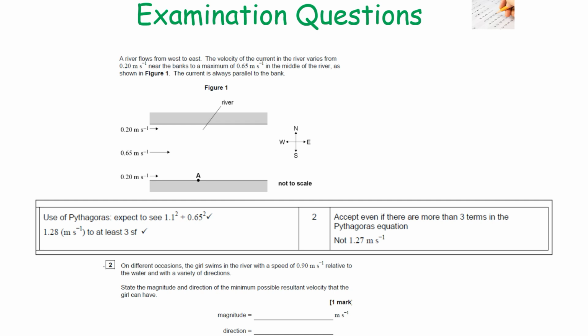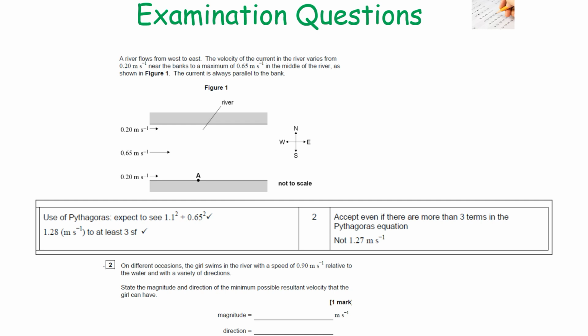Now in the next one, it says that she could swim in any direction with a speed of 0.90 meters per second. What's the minimum possible resultant force the girl can have? Well, if you have them in two opposing directions, they'll always add to give a bigger value. So the only time you're going to get the lowest possible value is when they're in the same plane and one's acting in the complete opposite direction to the other.